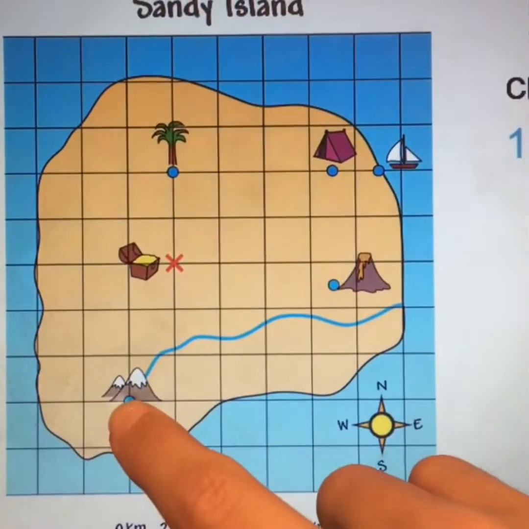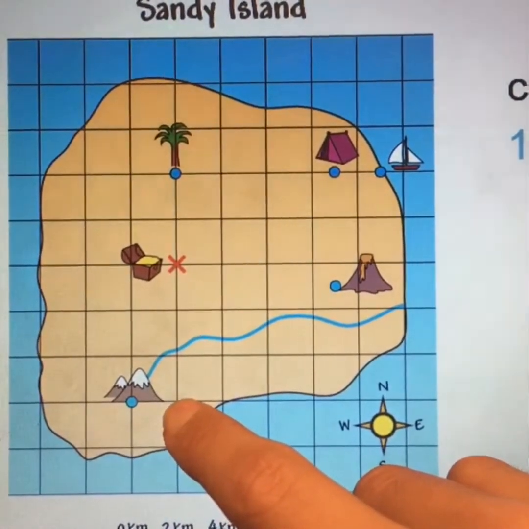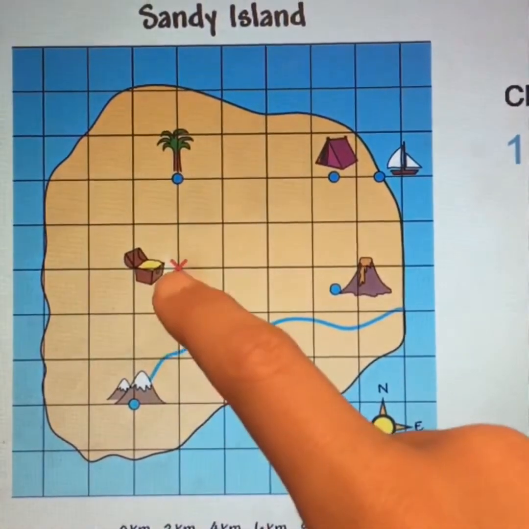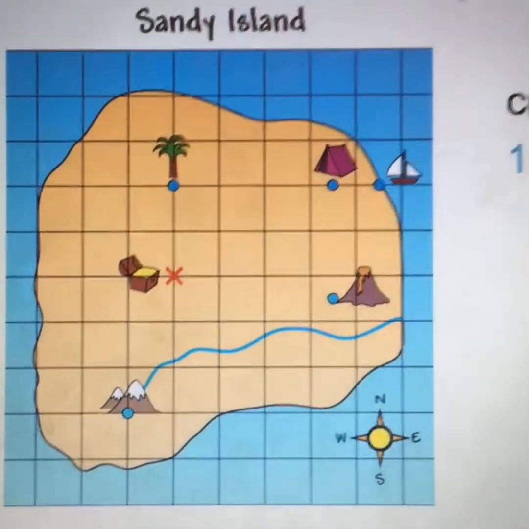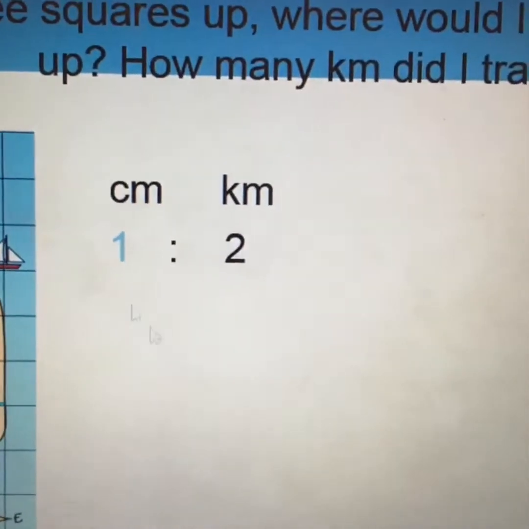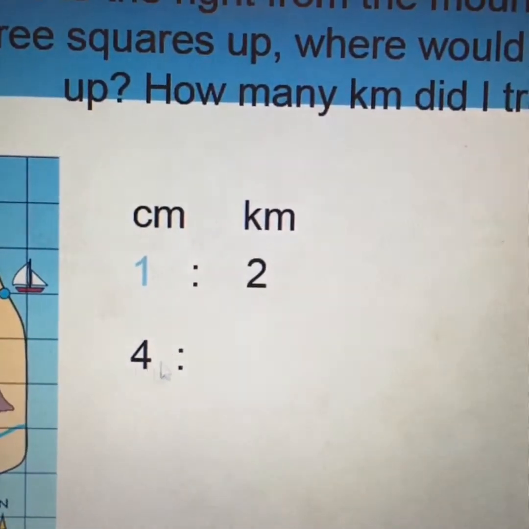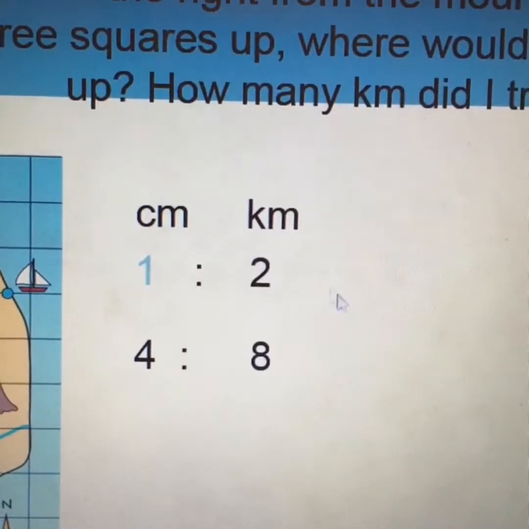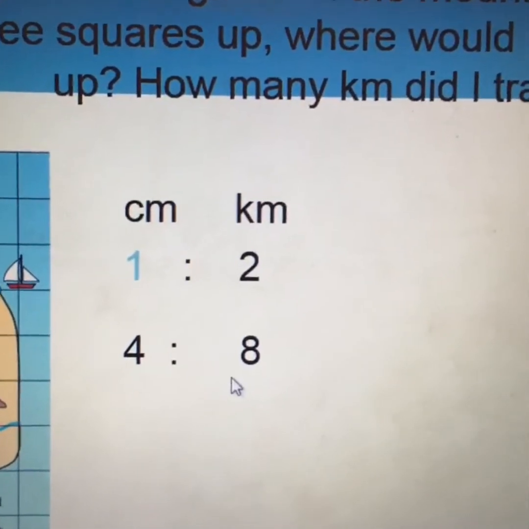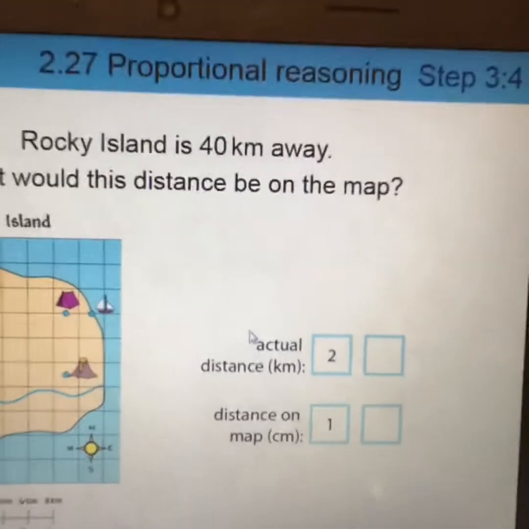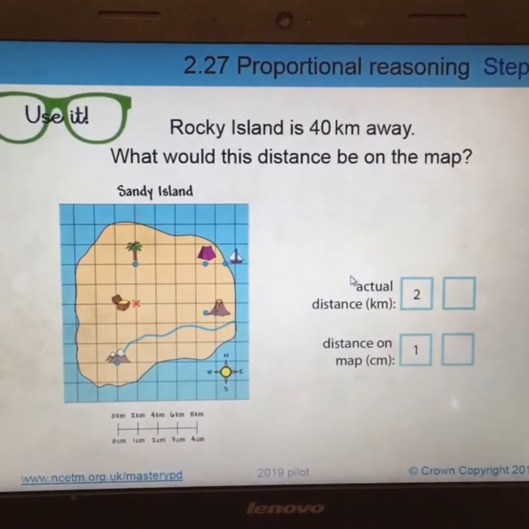Answer time then. If I travelled 1 square to the right and then 3 squares up, 1, 2, 3, I would get to the treasure chest. So I've moved 4 centimetres. So here's my original ratio. I've scaled it, so I've now got 4 centimetres. I've times by 4, so times this side by 4, which would be 8. 8 kilometres.